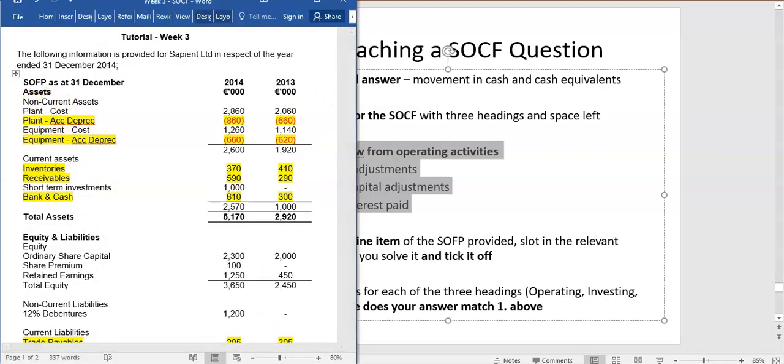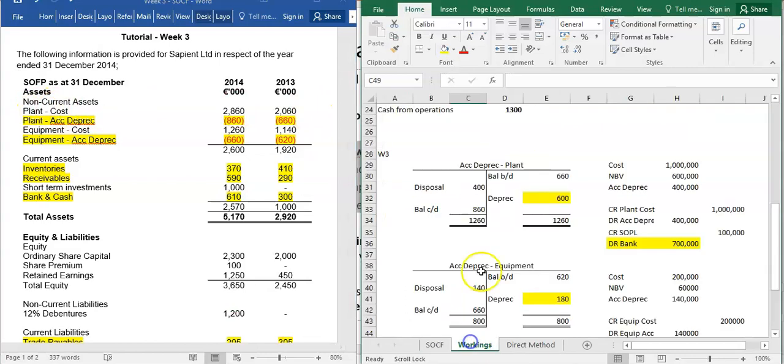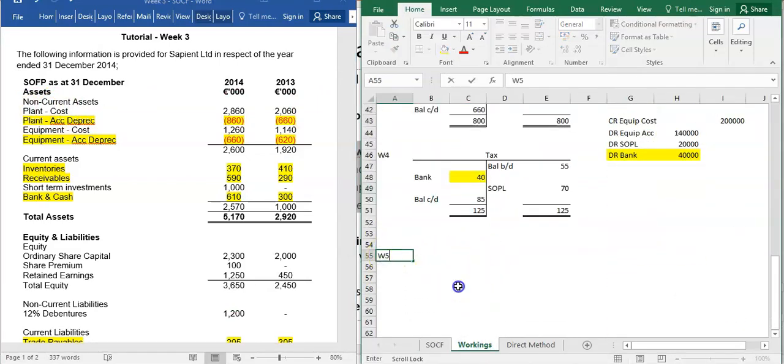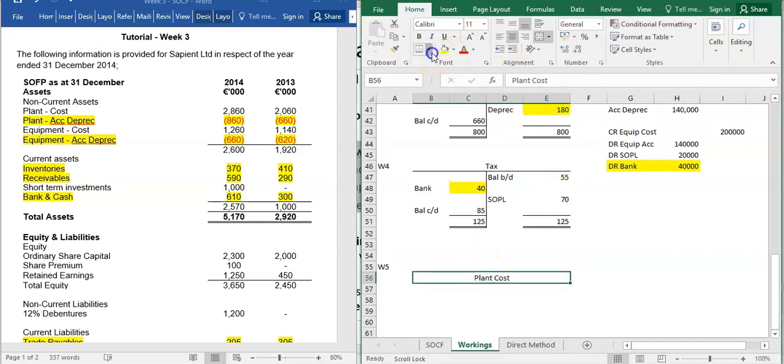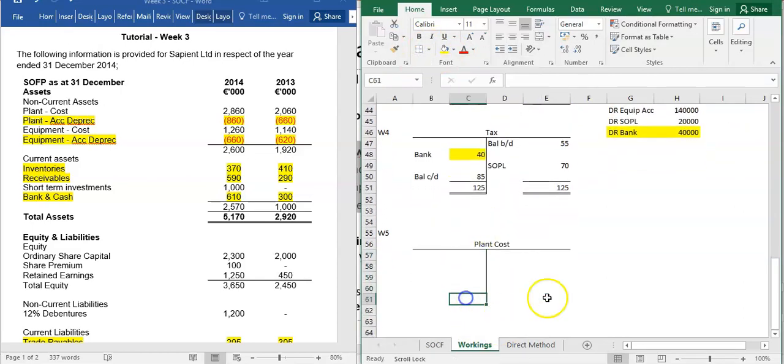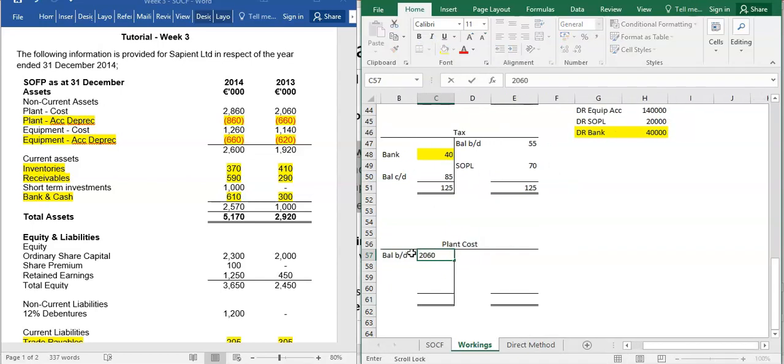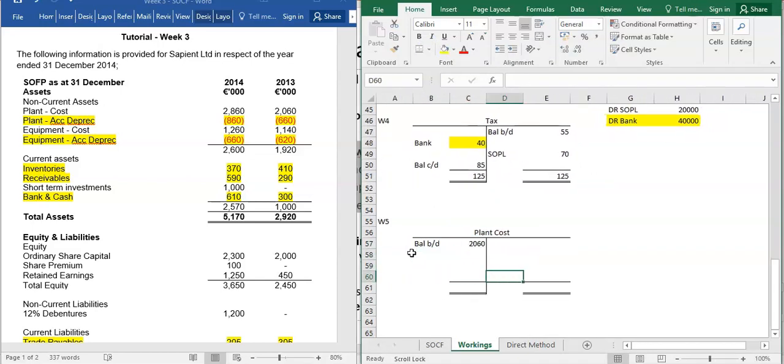Let's look at the plant cost T account. So if I come back here now, this is working 5. And we look at the plant cost account. And we're saying what moves the plant cost account during the year? Again, it's all about this mentality of understanding exactly what moves a particular T account and what plug figure you're looking for. So if I'm looking at the plant T account, I have a balance brought down, be careful on the debit side, because it's an asset, 2060, and a balance carried down on the credit side of 2860. So the difference there is the increase.